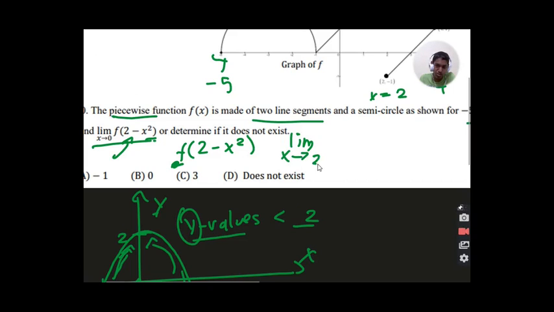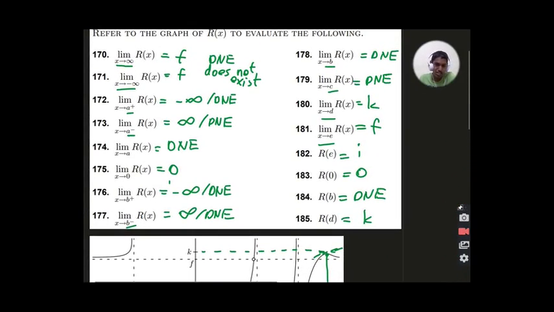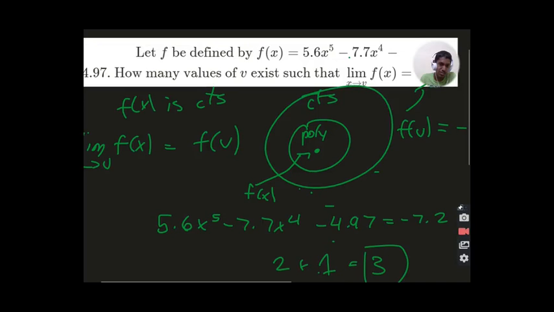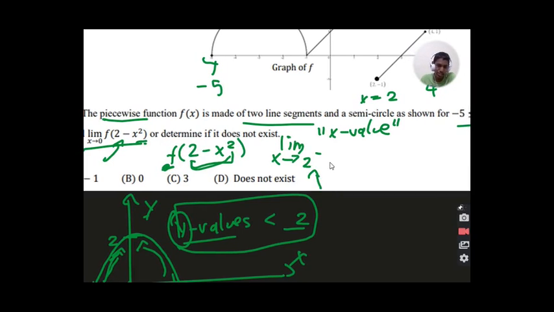Limit as x approaches 2 from the left, right? This is exactly what we were doing over here. We were evaluating one-sided limits, going from x values that were less than a certain point. 2 minus x squared is going to be an x value, or maybe more clearly, an input to this function f of x. So that's why we can write this as a one-sided limit, x approaches 2 minus of f of x.